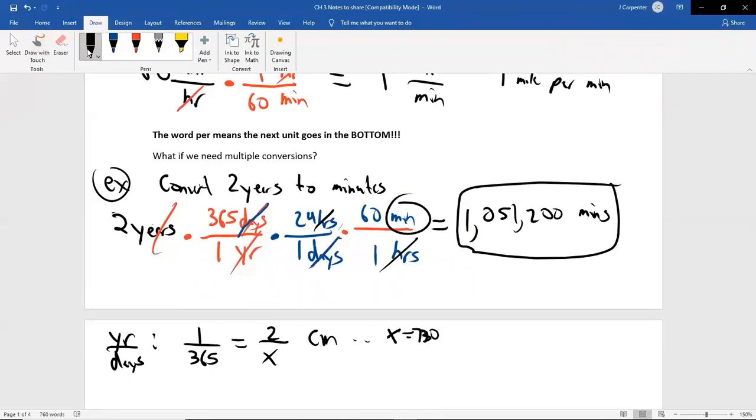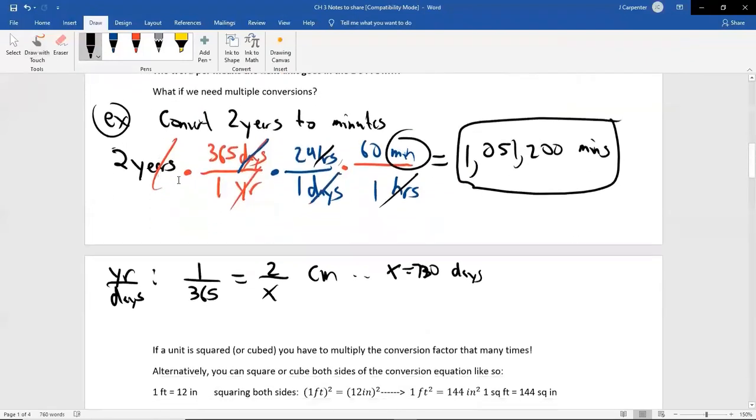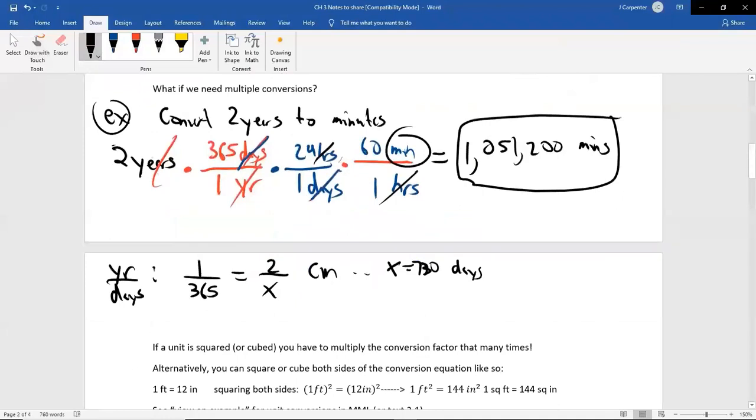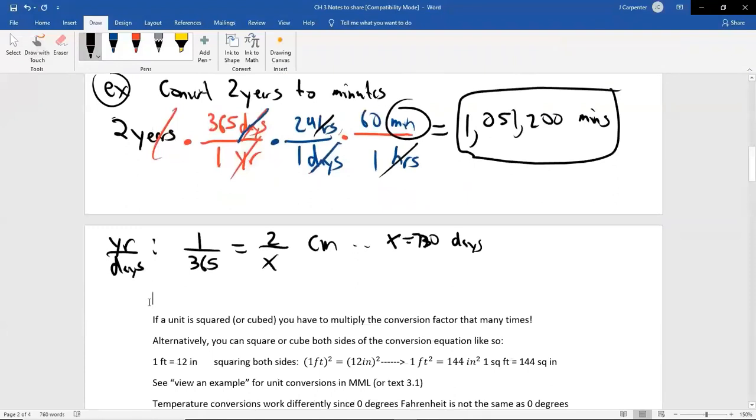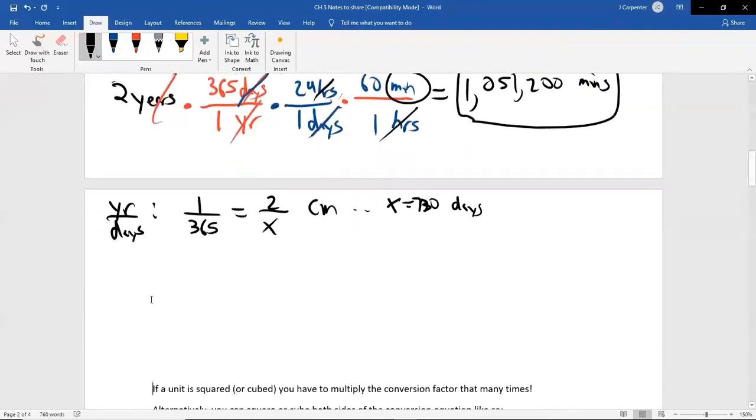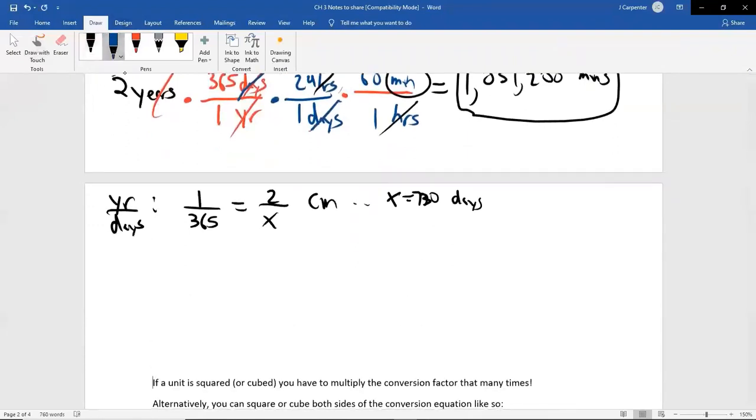And because the x was in the bottom, that makes it days. And then what you have to do is make another proportion going from days. Okay, so then you'd make another proportion going from days to hours. All right, well, we know that 1 day is 24 hours.